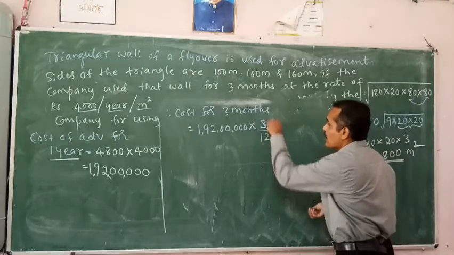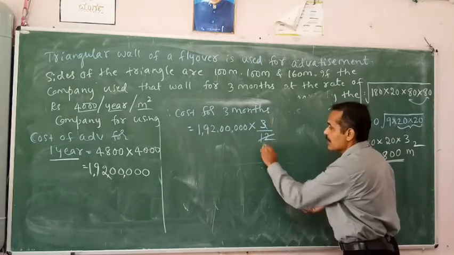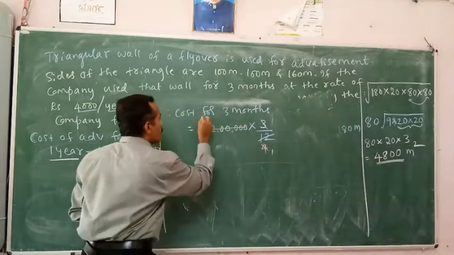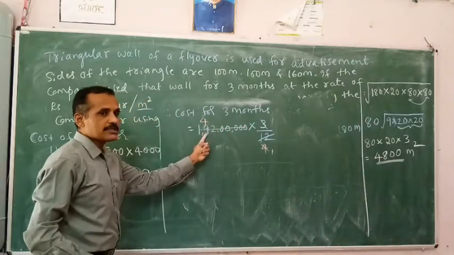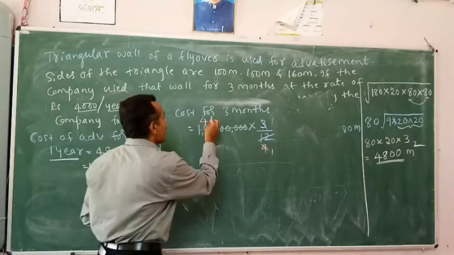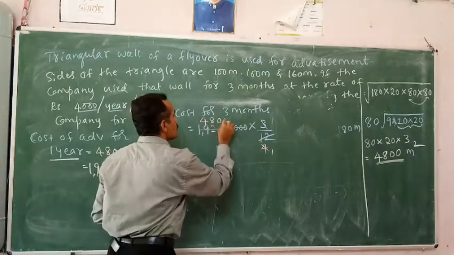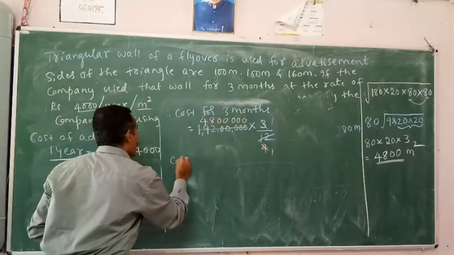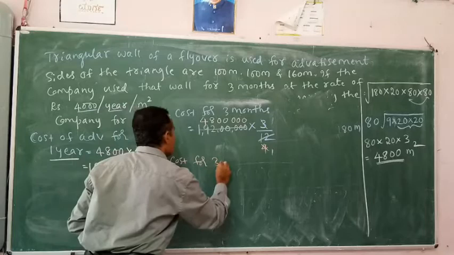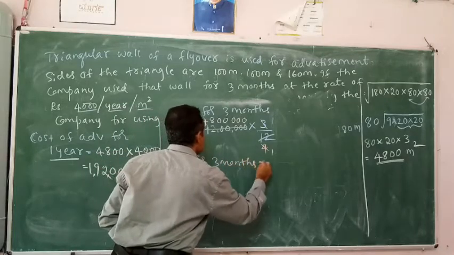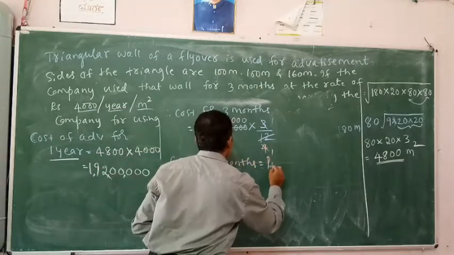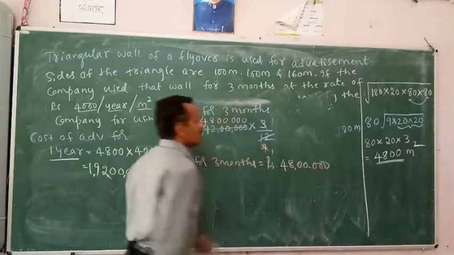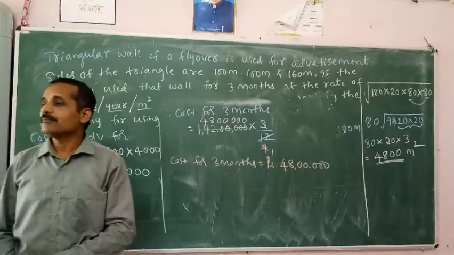Okay, now 4 4s are 16, 4 4s are 16, 3 carried makes 19, 4 8s are 32, and then zeros. That means the cost for 3 months is equal to rupees 48 lakhs. 48 lakhs. This is the end of the problem.